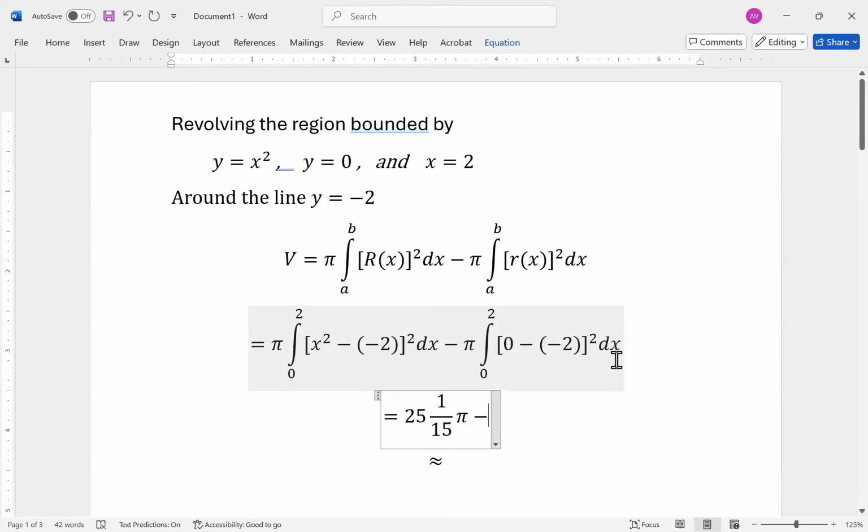When I do the integration over here, again, we're going to go from 0 to 2. That becomes a +2 squared. And we're integrating that with respect to x. So we get 8 pi. So that's 17 and 1/15 times pi in the end.